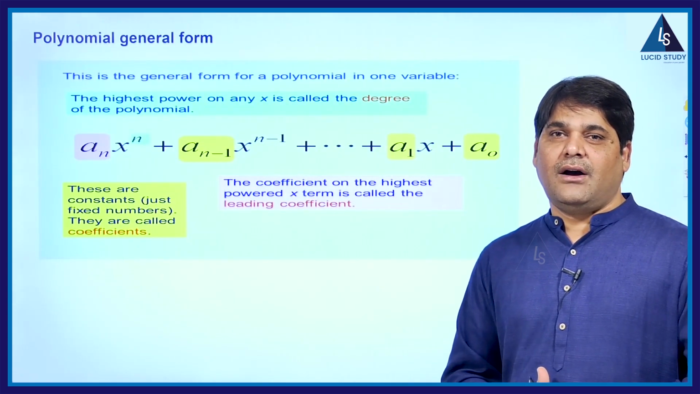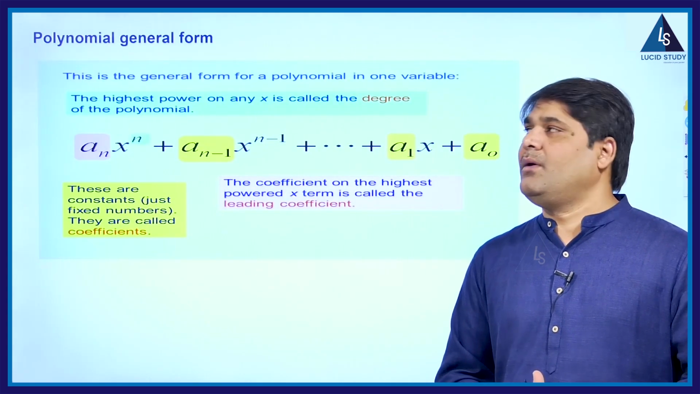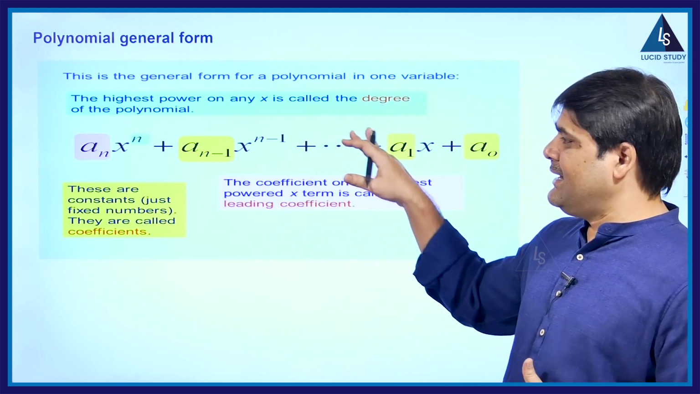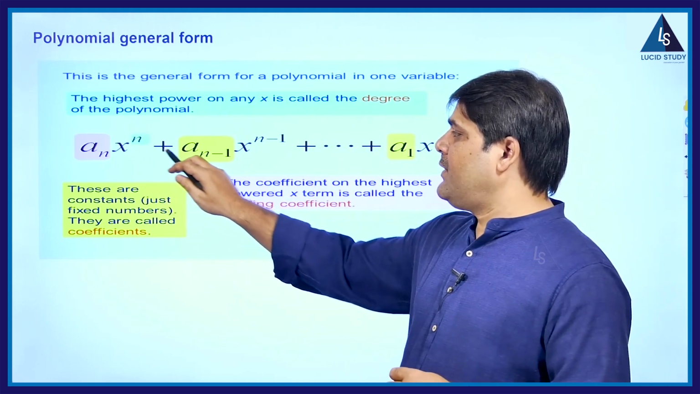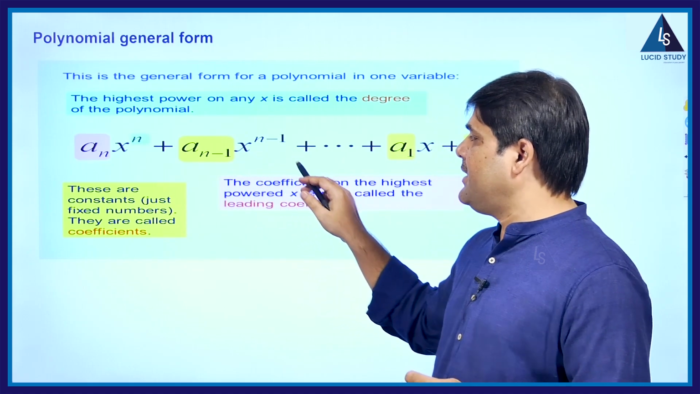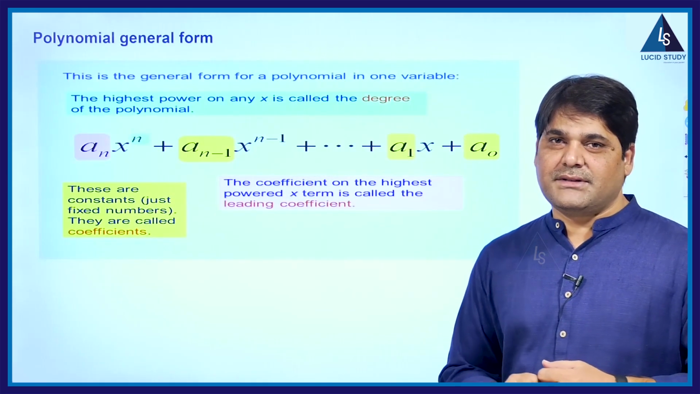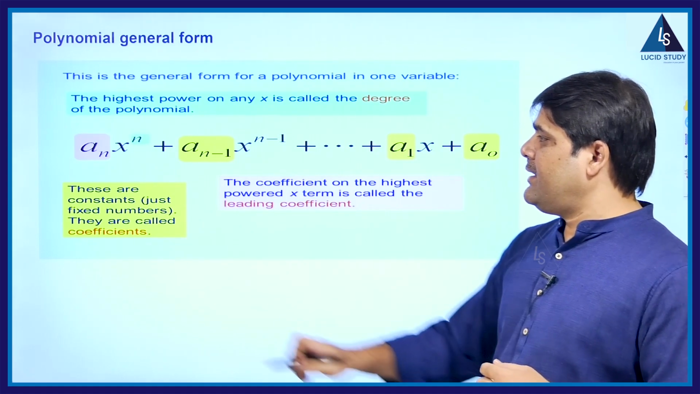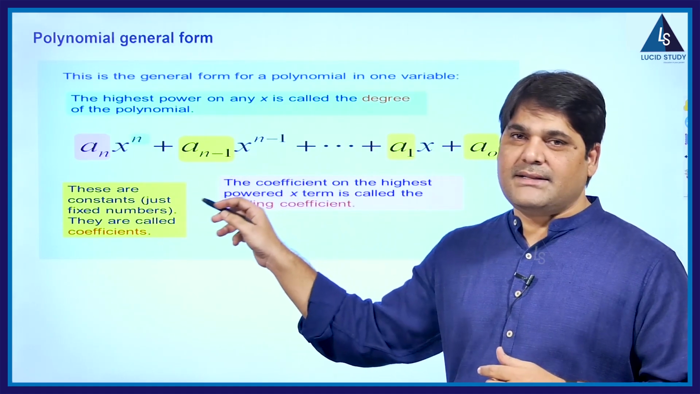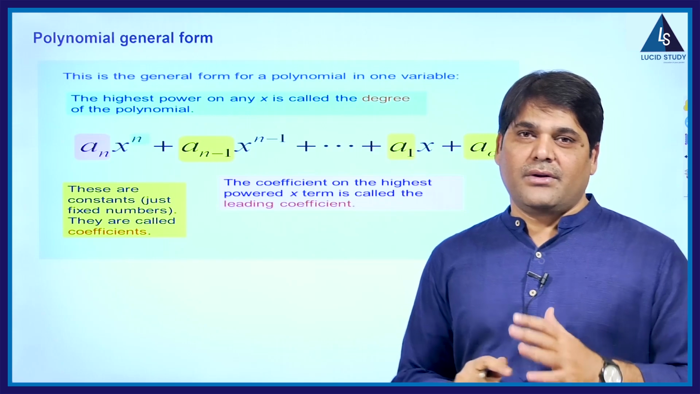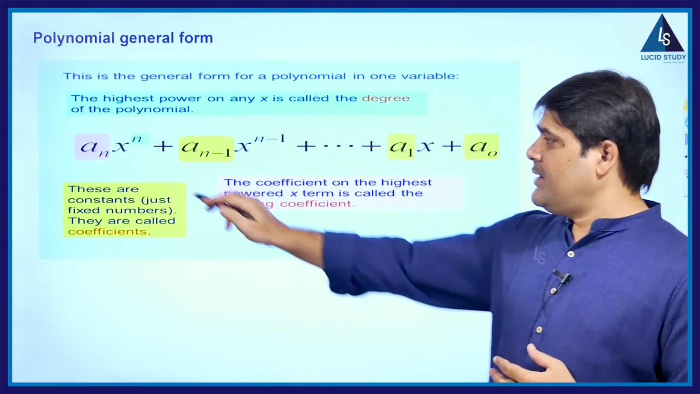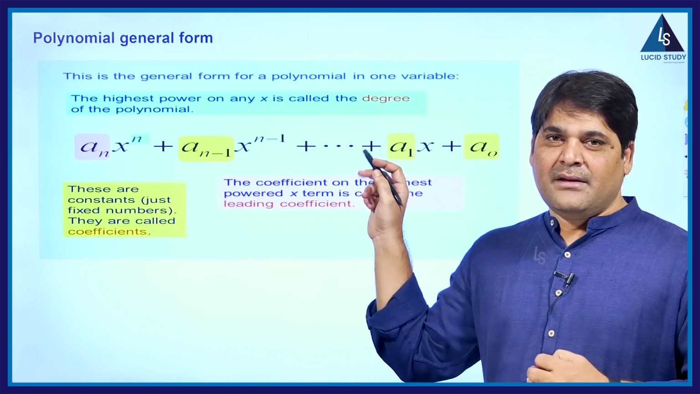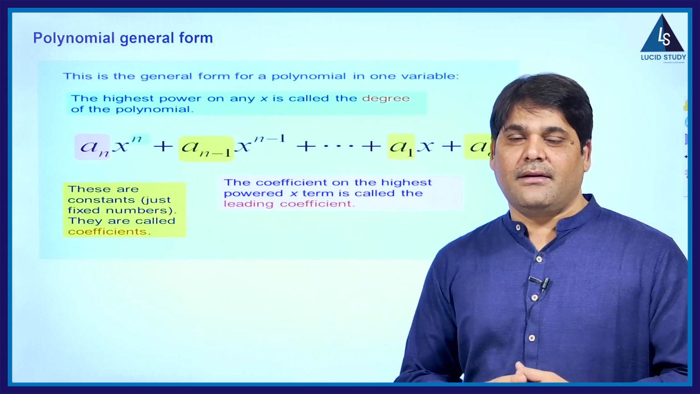So in general, how can a polynomial be written? A polynomial of nth degree can be written like this: an x power n, plus an minus 1 x power n minus 1, and so on, up to a0, which is a constant. Okay, right children? So here a1, a2 up to an are constants, and x is a variable. I told you, we will discuss polynomials only in one variable. So here the variable is x, only x is the variable, right children?